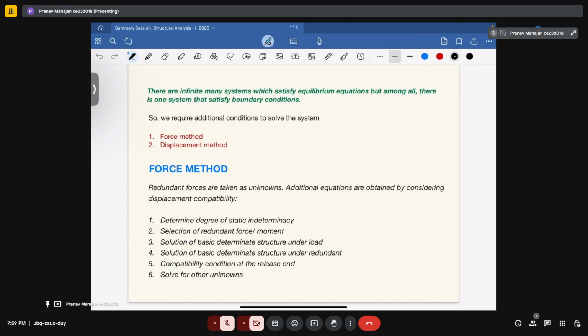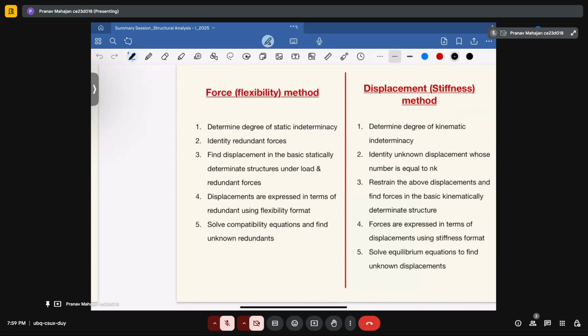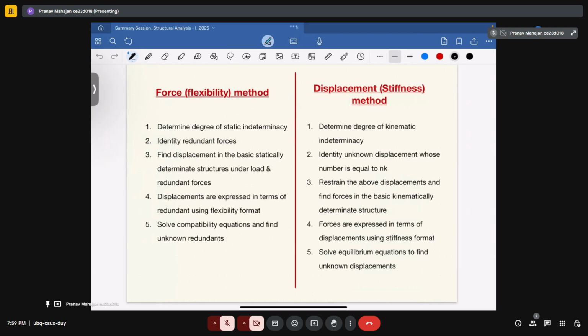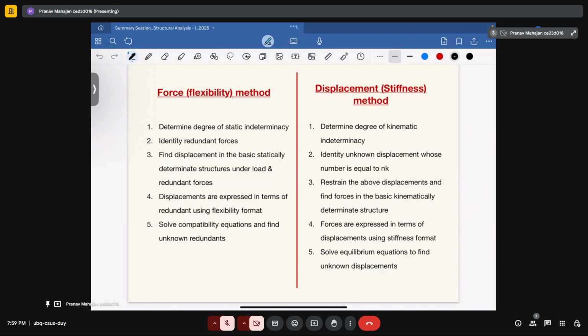Generally we will apply the compatibility equation based upon the reaction support. Like, if you take a fixed support, in the fixed support your deflection is 0 and slope is also 0, so that can become one of the compatibility equations. So if you use that equation and solve the problem, then you will be able to solve using the force method. And then after that we will solve for the other unknowns. Now what is the basic difference between the flexibility matrix or the force matrix and the displacement matrix or the stiffness matrix, or you can say method?